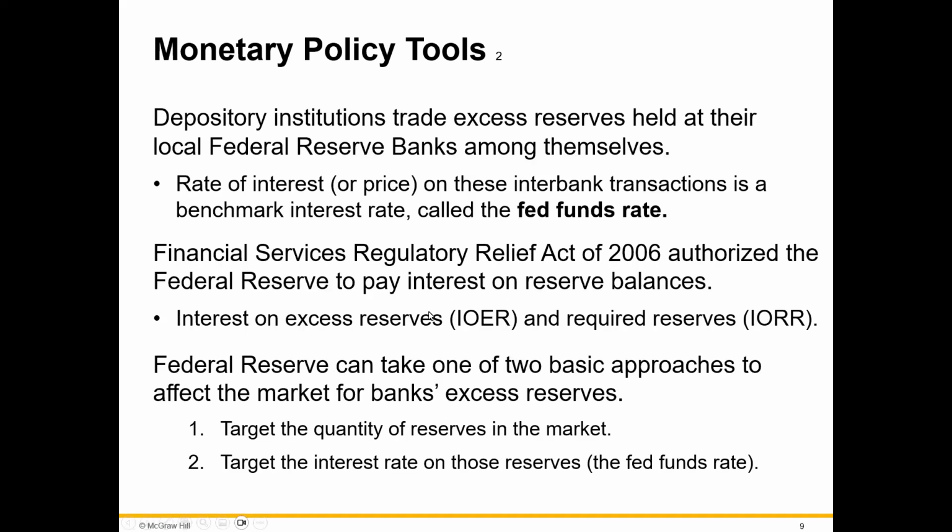Another tool: depository institutions trade excess reserves held at their local Federal Reserve banks among themselves. So remember, they have a required reserve, but if they still have a little more, they can work with other banks to put that money to use, and they'll get a benefit from doing that, using their excess in some other fashion. It may not be as lucrative as dealing directly with a consumer in the markets, but if you have the money and you don't have opportunities to use it in loans and other things, then this is the other alternative.